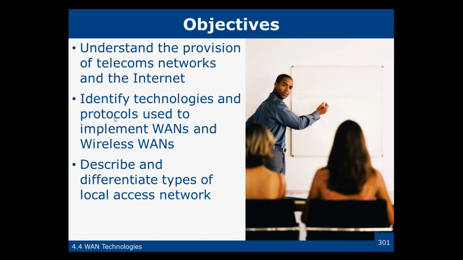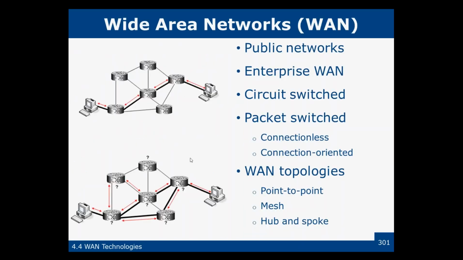It's going to be one of the primary differences, because once you get to IP, whether you use IPv4 or IPv6, it is the same whether we're using a LAN or a WAN. So you want to understand the provisions of telecoms, networks, and the internet, identify technologies and protocols used to implement WANs and wireless WANs, and describe and differentiate types of local access network.